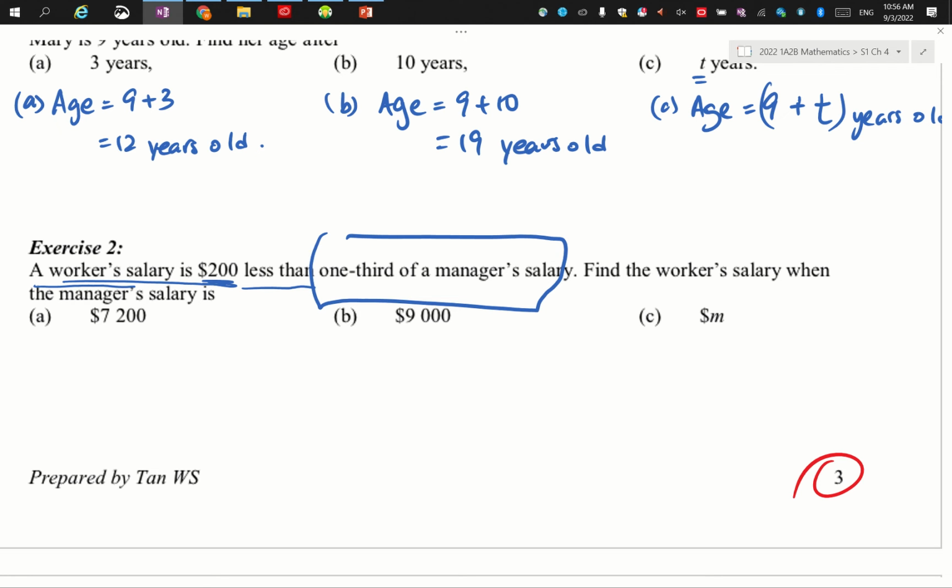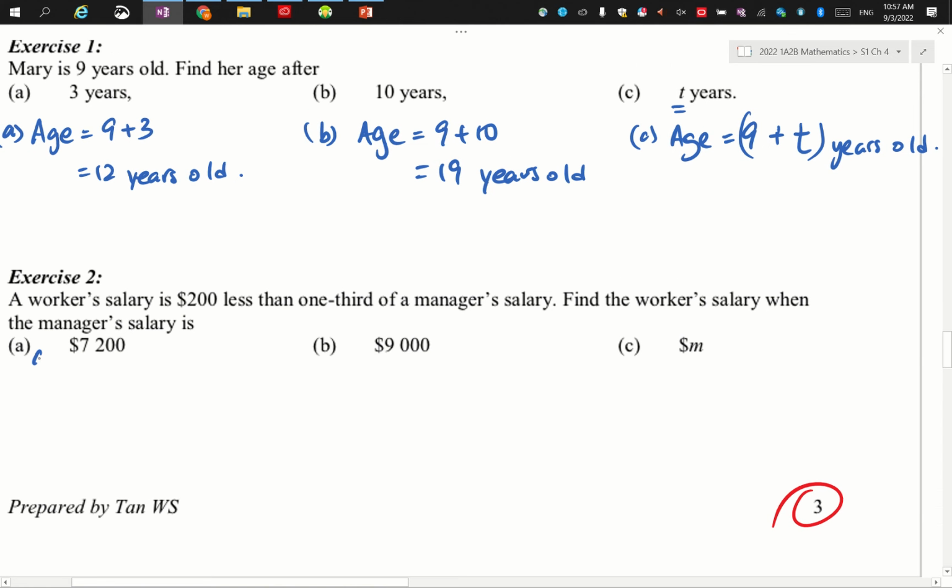No. They said the worker is earning $200 less than, take the manager's salary, you divide by 3. That is 1/3 of the manager's salary. You're earning 200 less than 1/3 of the manager's salary. You understand what's happening now? So we now need to find the worker's salary when the manager's salary is $7,200.